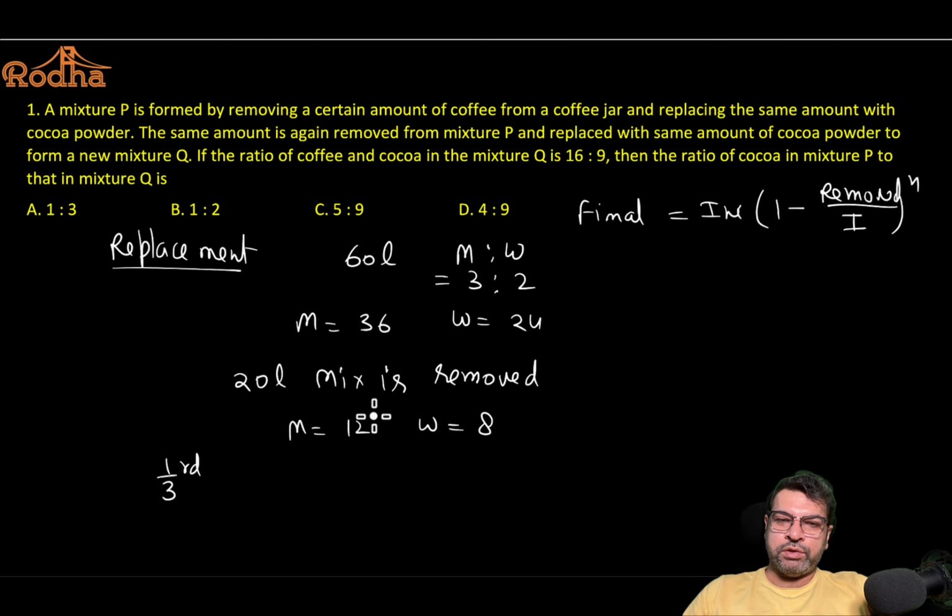Suppose you are applying this logic here. So what you are doing is every time you are removing one third. So how much milk was there? If you talk about milk, always talk about that part which is changing only because of removal. Suppose here you had 60 liters of milk and you are removing one third of the mixture.